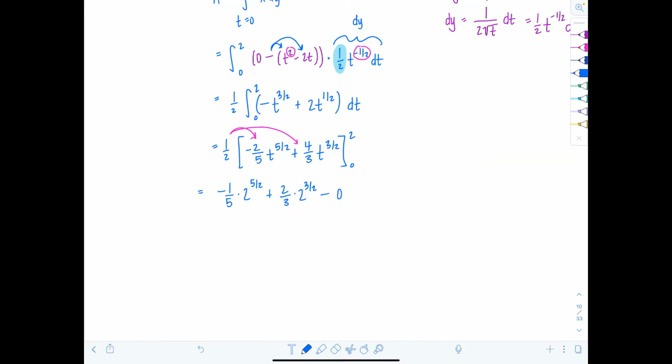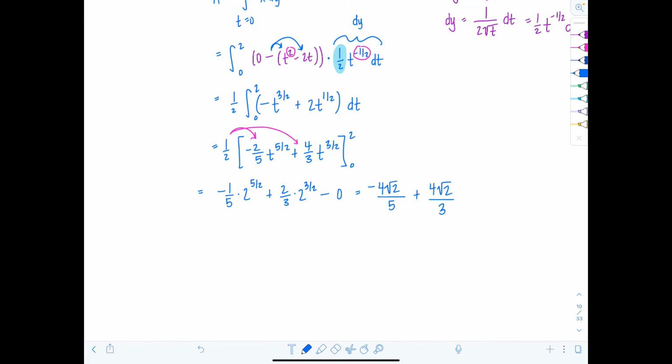Now let's see, 2 to the 5/2, think. That's the square root of 2 raised to the 5th power. So 4 of them gives you a 4, and then you've got that 1 left over. So this is going to be negative 4 rad 2 over 5 plus, and then very similar. So 2 to the 3/2, that's the square root of 2 cubed. So that's going to be 2 rad 2 times another 2. You've got 4 rad 2, and then this is all over 3.